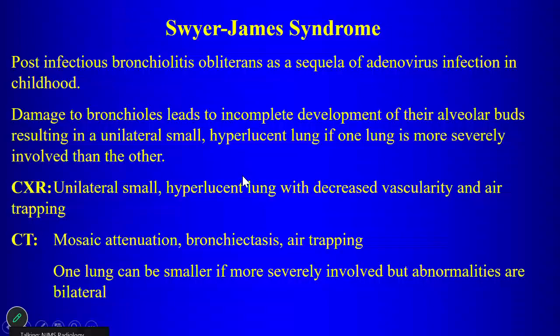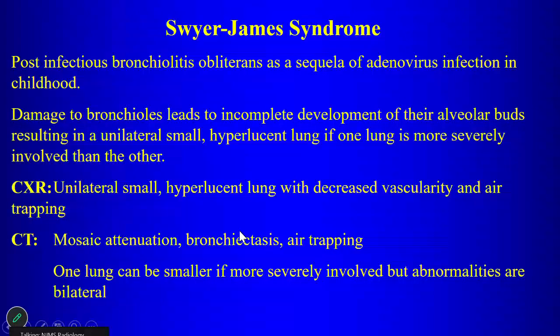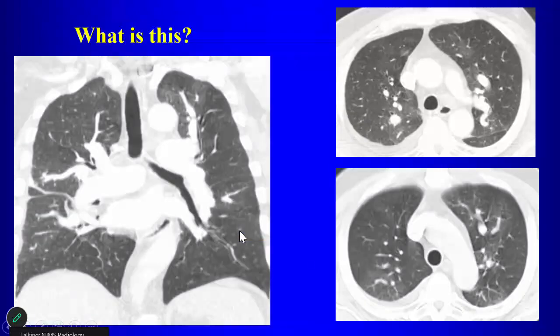So that causes constrictive bronchiolitis. It is a bilateral disease, but one lung might be affected more severely. It doesn't grow as much, so that becomes the smaller, more hyperlucent lung. But as you can see, it is bilateral disease. It does affect both lungs. Okay, so that's Swyer-James syndrome.